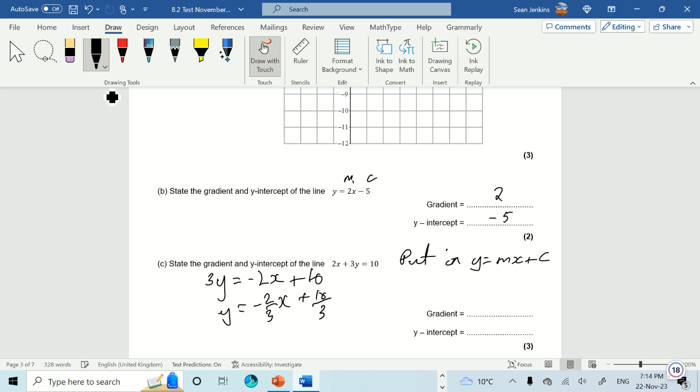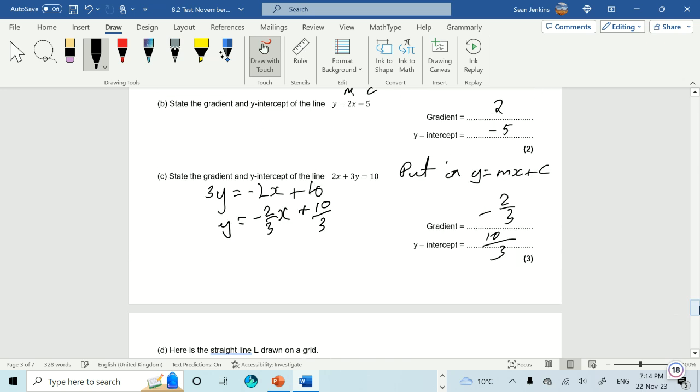Oops, that doesn't look like a 0, but it is. We don't want to go beyond 10 minutes, so I've got about 10 seconds left. Can I do it? So the gradient is minus 2/3, and the y-intercept is 10 over 3. You can use a calculator and put it as decimals. And that's it.